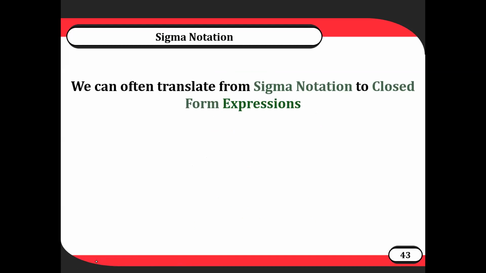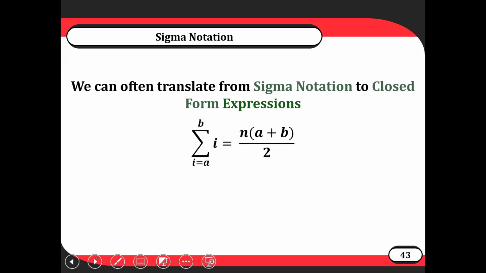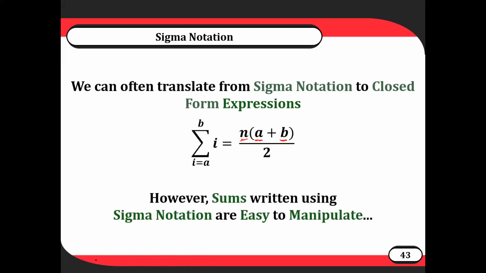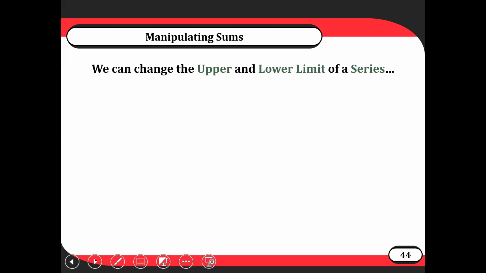So we can take a sigma notation and translate it to closed form expressions. This is one good example of it. This is the closed form that we determined before, where a is the first term, b is the final term, and n is the number of items. But sums written using sigma notation, we can manipulate them, often more easily than a closed form.